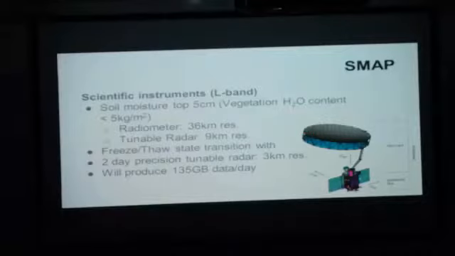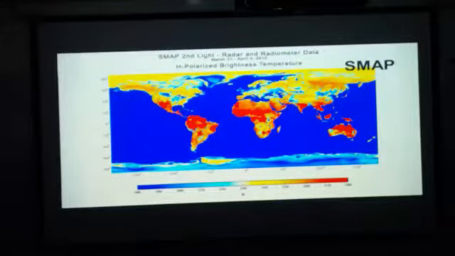It will measure the water content of vegetation as long as it's less than 5 kilograms per square meter. The radiometer has a 36 kilometer resolution. The radar has 9 kilometer resolution, and it will give you a product every 3 days. It will produce a lot of data we can try to analyze through different data mining techniques. This is one picture from March, from the week of March 31 to April, of the temperature at the Earth's land surface.